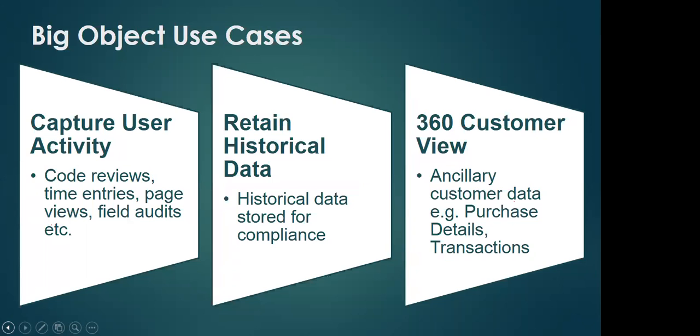And last but not least, there is a lot of ancillary customer data that we tend to capture. Things like purchase details and transactions fall under the bucket of business data and operational data, but it's something that may not really affect the business right now, or isn't really required right now, but you definitely want to capture these particular data points. Big objects would make a great storage structure for capturing and tracking this kind of data.